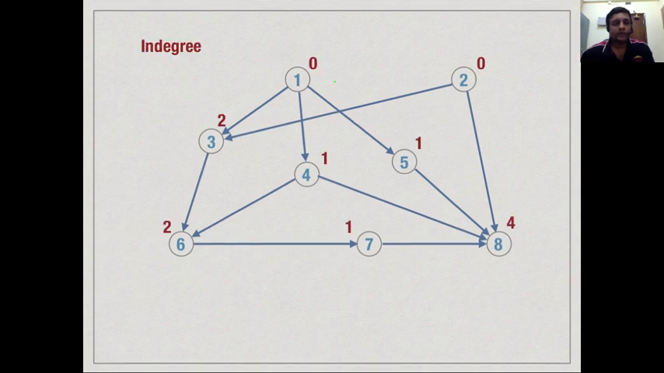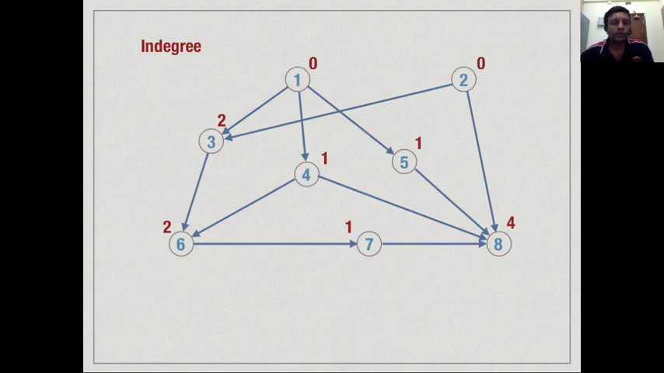So we first begin by labeling every vertex by its in degree. In red we have indicated the in degree of every vertex. So for instance 1 and 2 have no incoming edges, so they have in degree 0. Vertex 3 has 2 edges coming in, so it has in degree 2. Vertex 8 has 4 edges coming in, so it has in degree 4, and so on. Now we have to pick a vertex of in degree 0, enumerate it and eliminate it. So we have a choice between 1 and 2.